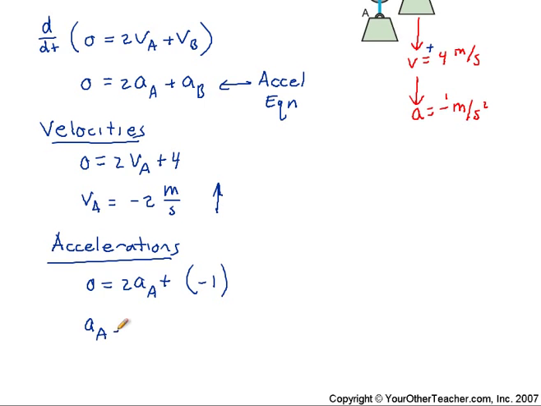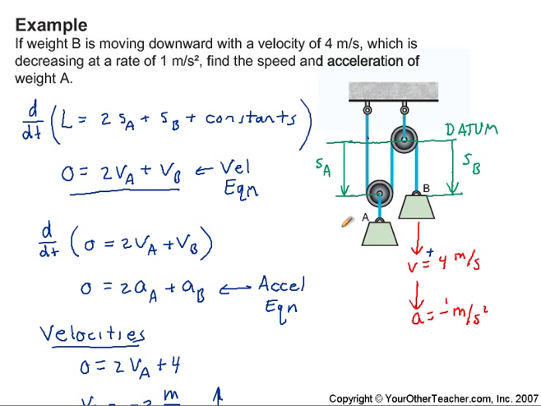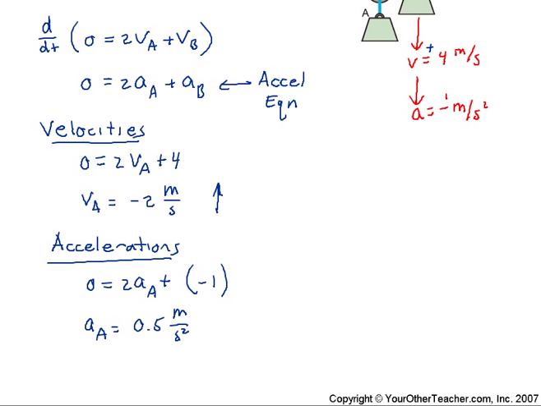Now if I solve for the acceleration of a, I find that it equals 0.5 meters per second squared. And I'm getting a positive value of 0.5. And remember, again, let's take a look at that arrow. S sub a is defined as positive downward. So if my acceleration is positive, that means that it's accelerating down.